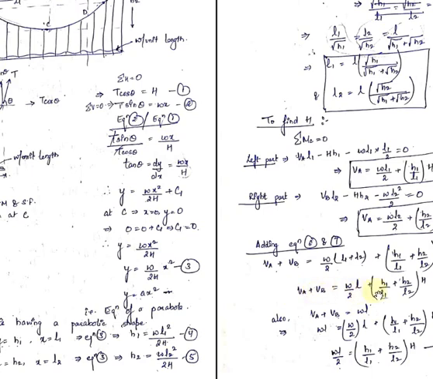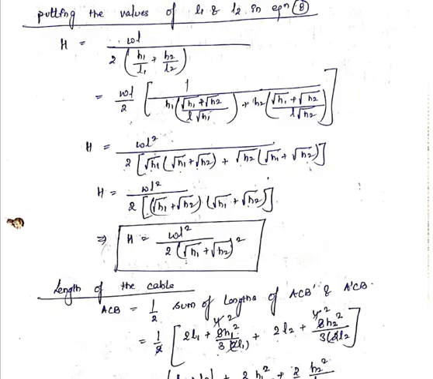Now VA plus VB equal to this, and VA plus VB equal to this also. So if the left parts of these two equations are similar, we can also put the right parts of these two equations as similar. So we will now put these two terms equal. After putting these two terms equal, I will get this equation WL by 2 into this. The equation which we got above, by rearranging, I will get the equation of capital H. So capital H will be equal to WL by 2 into h1 by L1 plus h2 by L2.